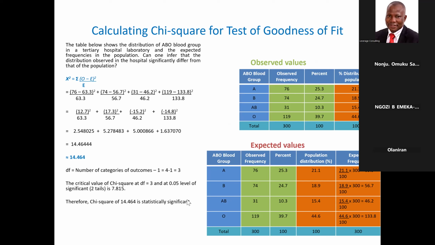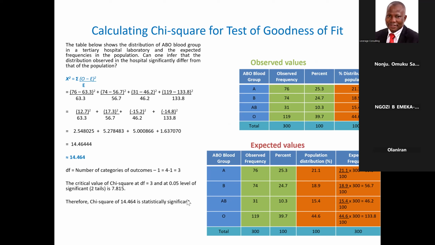You feed them into the formula. When you calculate chi-square, it's 14.464. The degree of freedom is the number of categories minus 1. This one is not cross tabulation because you are not having two variables. It's only one variable. You are just comparing. It's not exactly before and after, but it's like that, because it's the same blood group variable, and you're comparing your frequency with the theoretical one. So there's nothing like cross tabulation here.